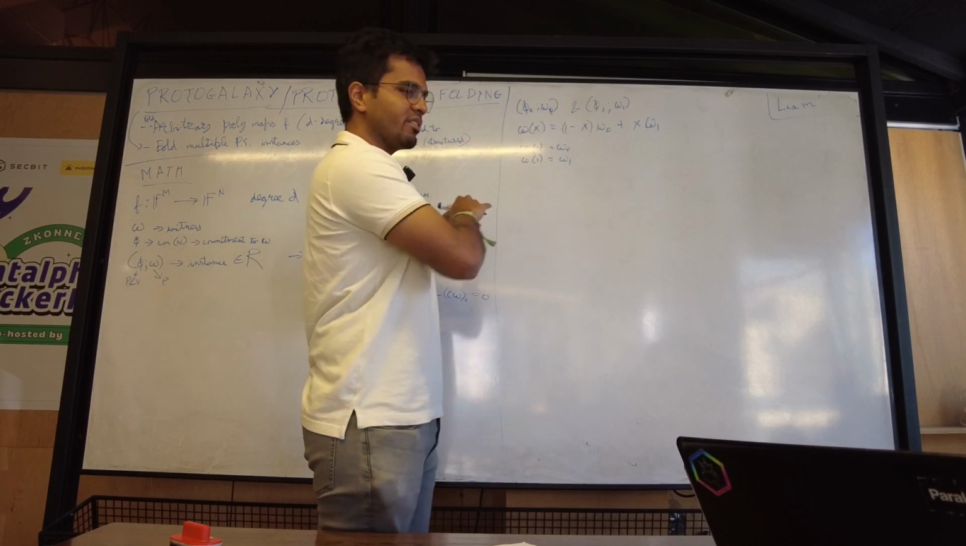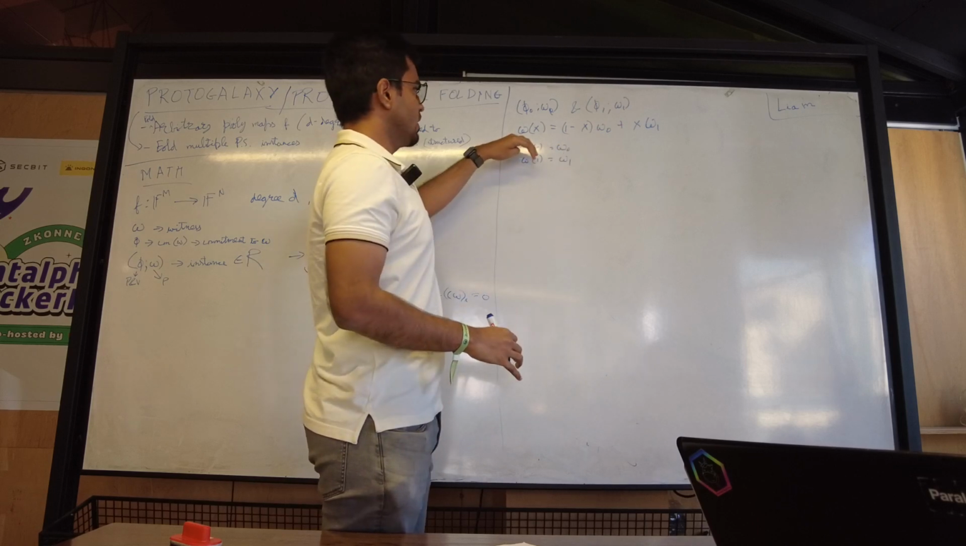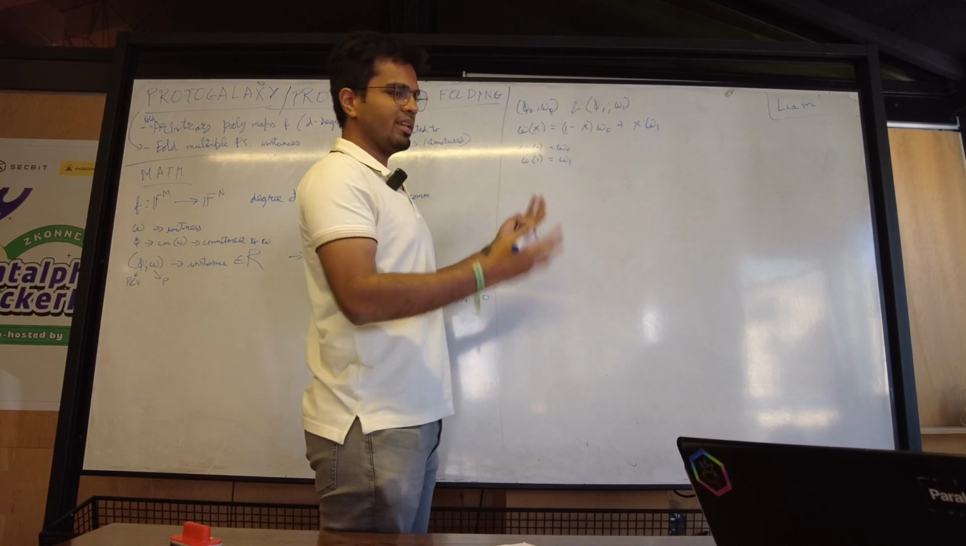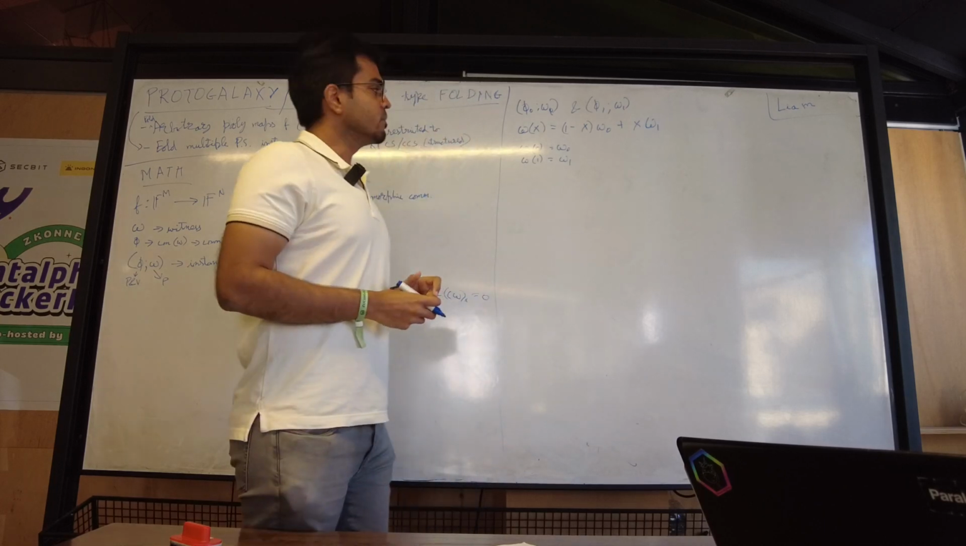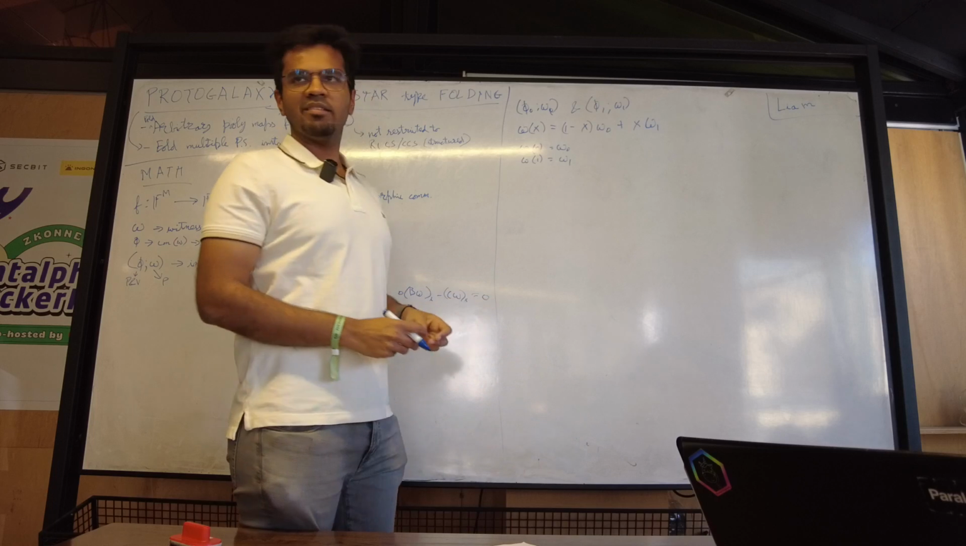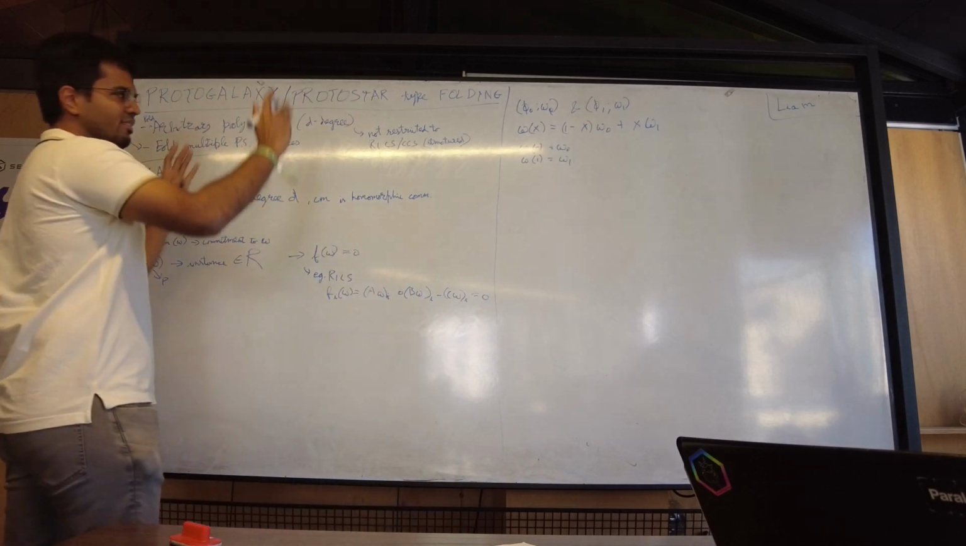So one way you can do it is just take a line and say that a random evaluation of a point on the line would be the folded instance. Sorry, is it in Protogalaxy or Galaxy? This is both of them. This is the general way folding works in these systems.